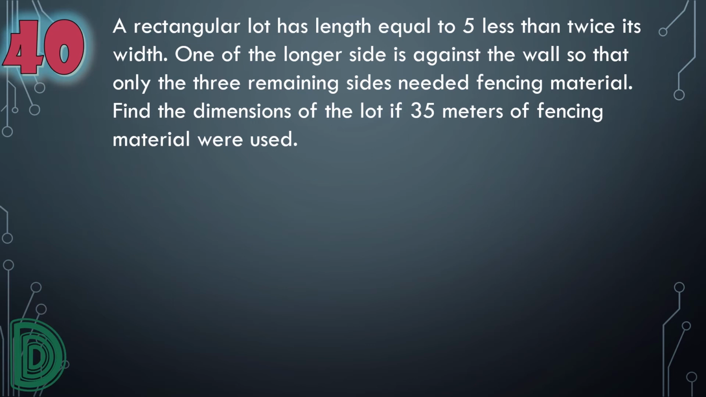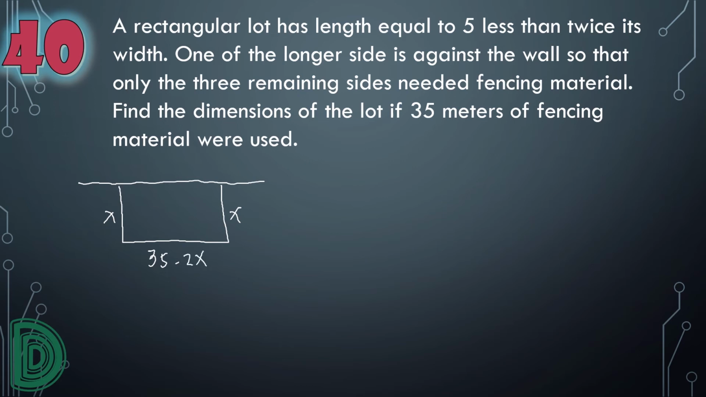Let us have the figure for the problem. So we have a rectangular lot. One side need not be fenced because it's against the wall. Let x be the width. The total fencing material is 35 meters. Therefore, the third side will be 35 minus 2x.